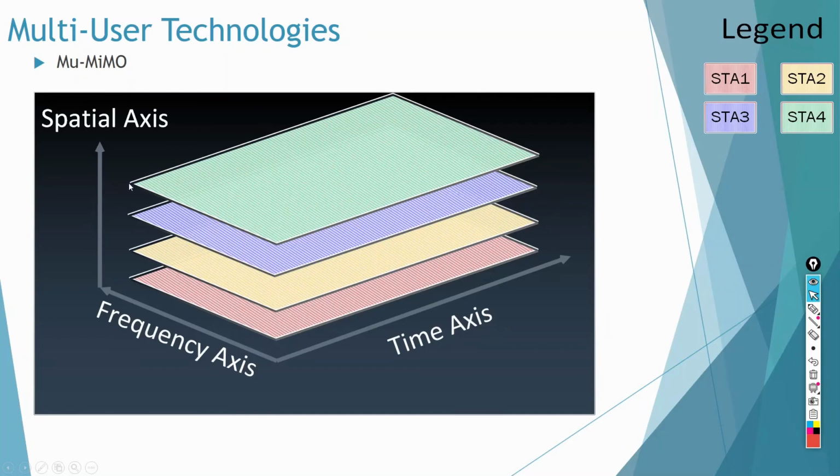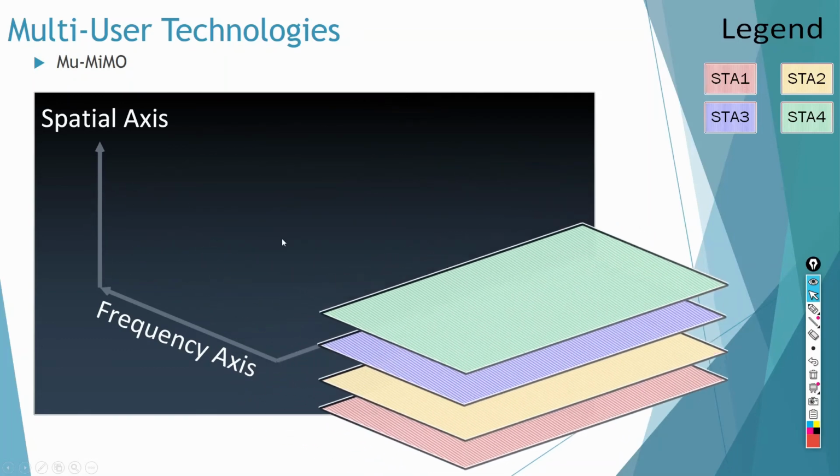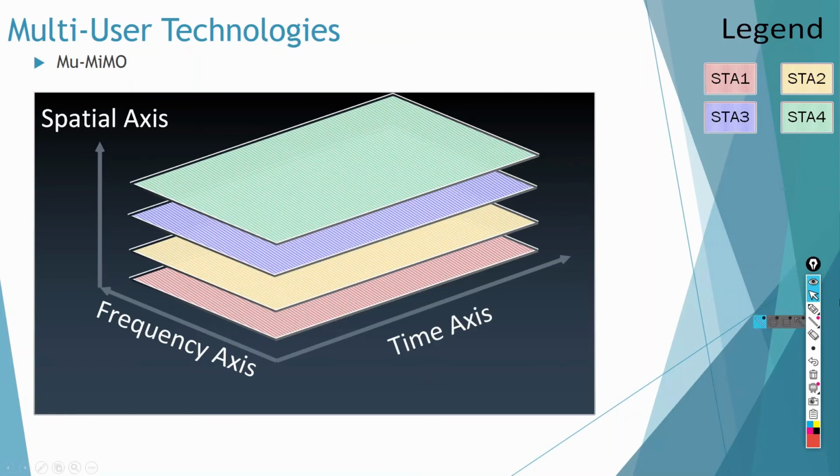But we will have, oh, sorry, let me get back, grab the pen. We will have, let's say, antenna 4, 3, 2, 1. So each one will be using or will get its transmission from a separate antenna. So this is how the transmission occurs in multi-user MIMO operation.